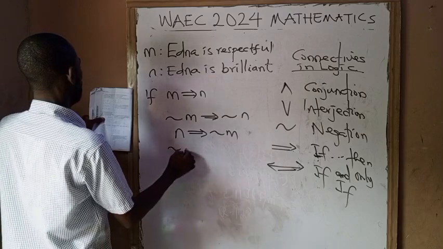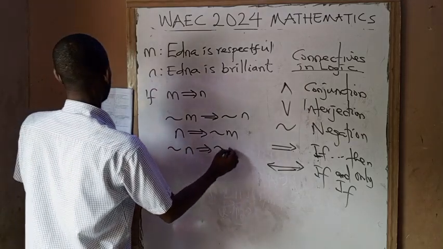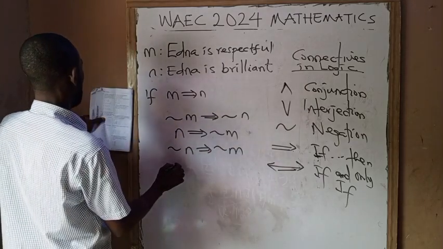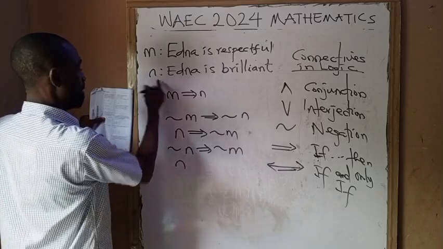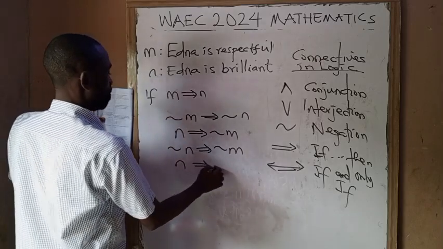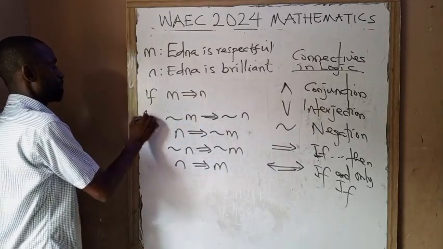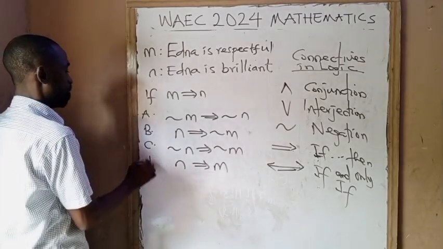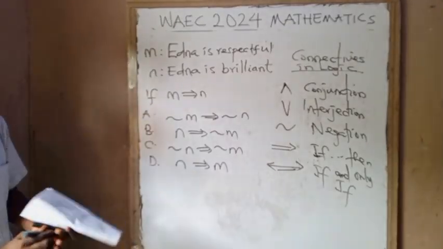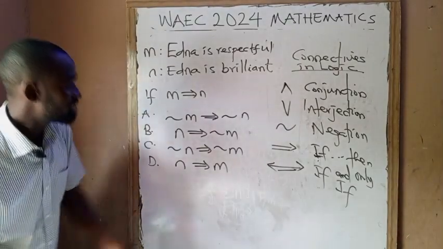We have not brilliant implies not respectful. We have brilliant, then respectful. So let us interpret. This is A, B, C, and D. Like I told you, this D means what now?